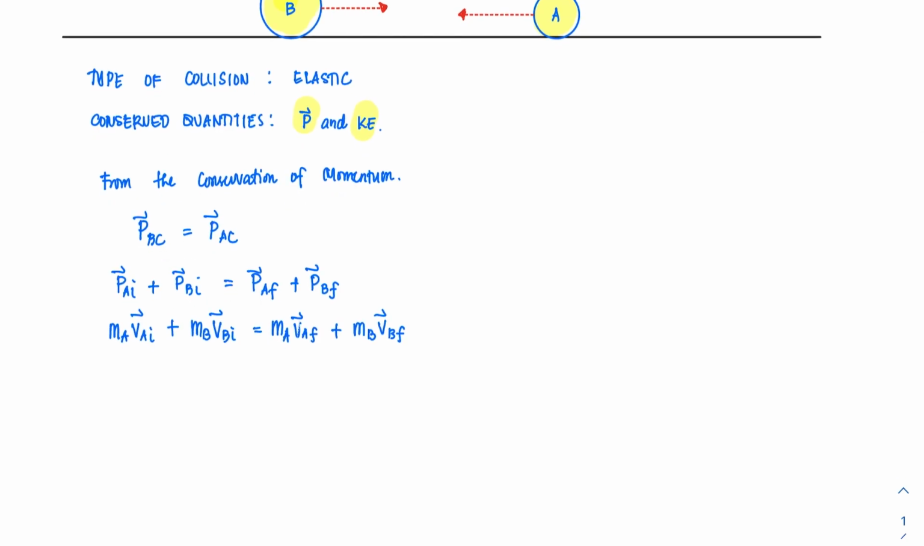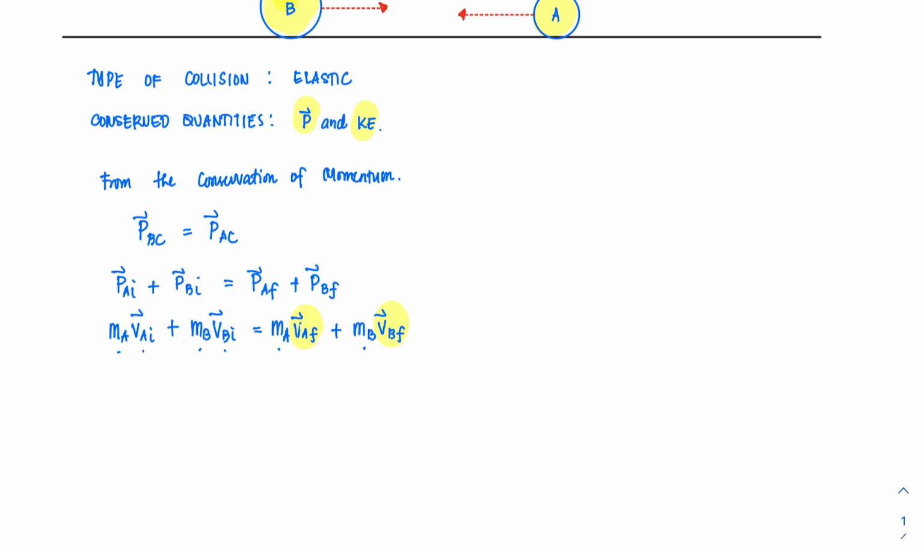Now, if you inspect this, MA is something that you know. MA VAi is also given in the problem. So is MB VBi. MA, as I've said, is given. And notice that VAf is something that we have to find, so it's an unknown. MB is also a given. However, VBf is an unknown also. Now you notice that you have two unknowns.